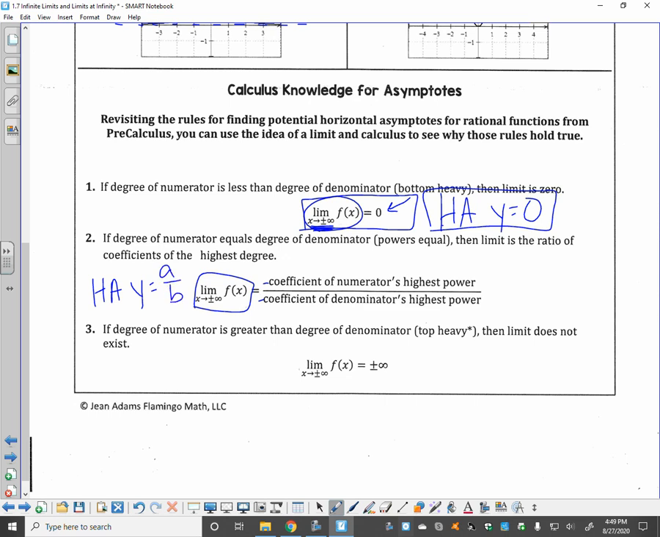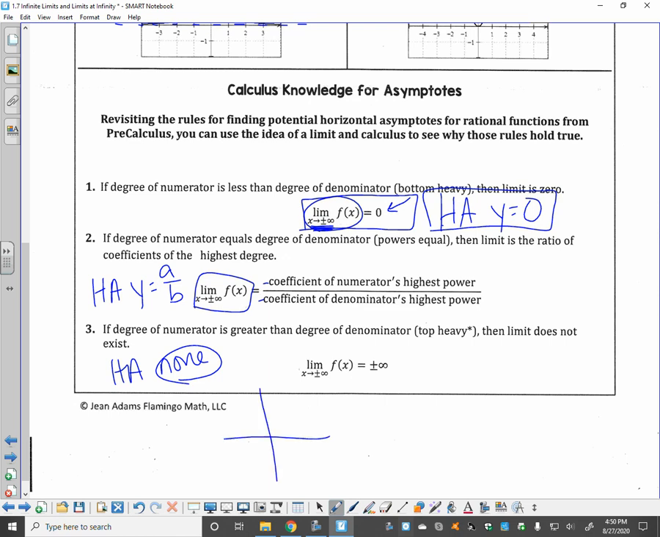If the degree of the numerator is greater than the degree of the denominator, it's top heavy, then the limit does not exist. Technically, they're saying the limit does not exist, but it's headed towards infinity or negative infinity. So I'm going to say the limit does exist because it's headed towards infinity. They're saying infinity is not an exact place. Either way, there are no horizontal asymptotes, so there's nothing to pull the graph towards something.